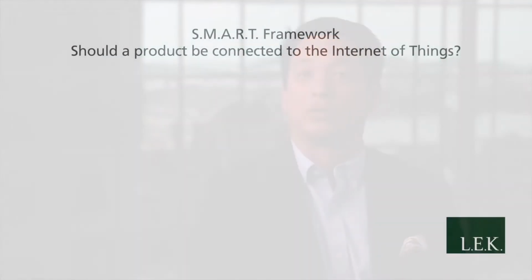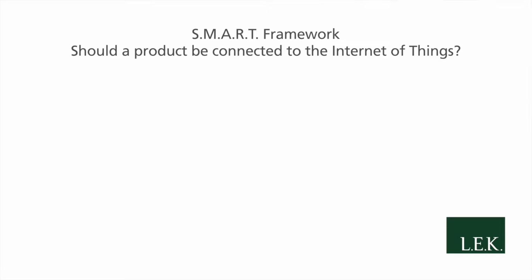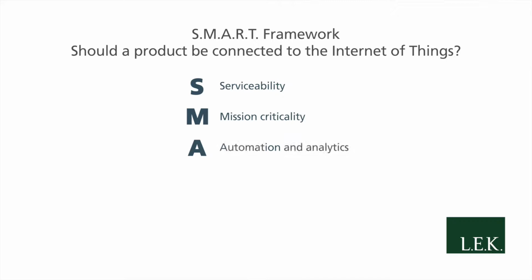The S.M.A.R.T framework stands for 5 criteria that designers can use to determine whether a product should be connected to the Internet of Things. S stands for serviceability. M stands for mission criticality of that piece of equipment. A stands for automation and analytics. R stands for high replacement cost. And T stands for the transformative nature of either the user experience or the business model.